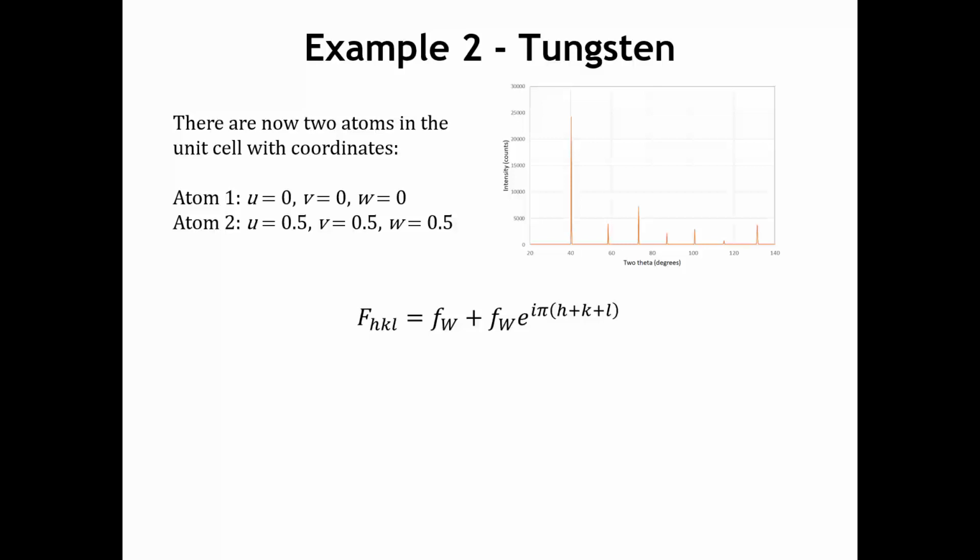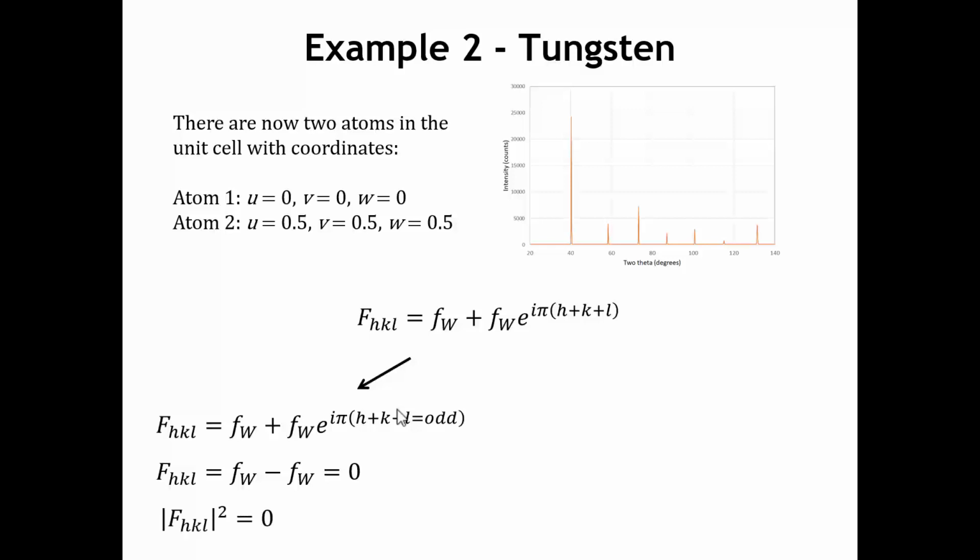With those relationships in hand, let's go back to our structure factor equation, and let's first of all look at what it reduces to whenever h plus k plus l equals an odd number. In that case, we just get a -1 out of the exponential. We end up with the form factor of tungsten minus the form factor of tungsten. And so that is precisely 0. And if we were to square it, 0 squared is still 0. So what that tells you is that the structure factor for all of the peaks where those three integers add to an odd number is going to be 0, and the intensities are going to be 0.